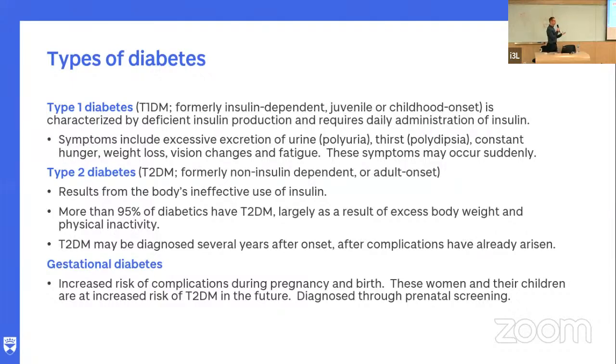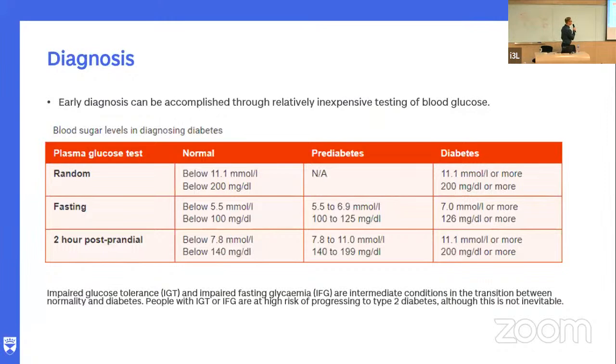So how do we diagnose diabetes? It's relatively straightforward. We simply have to test blood glucose concentrations. So there are three main tests: a random test, a fasting test, and a 2-hour postprandial test. The fasting one is probably more common. Your doctor will ask you to fast overnight.